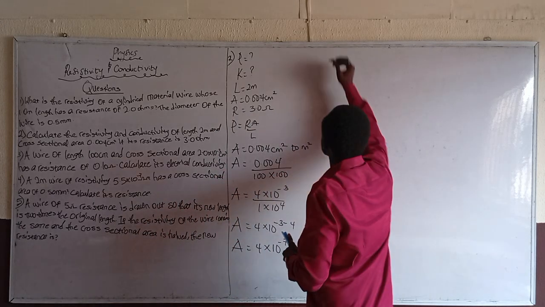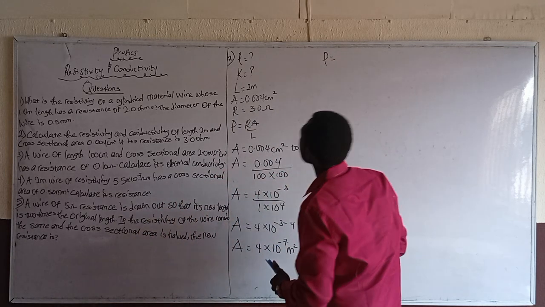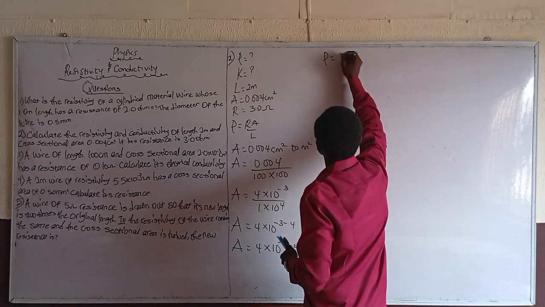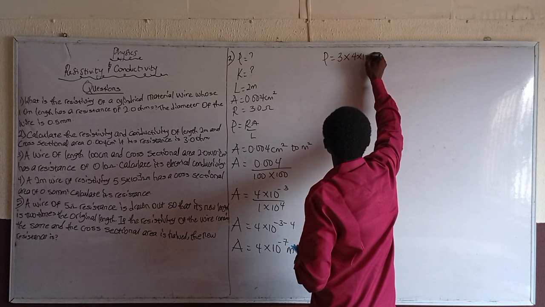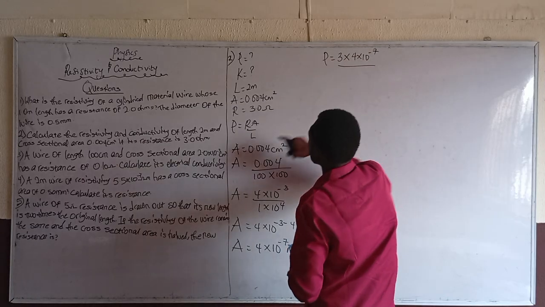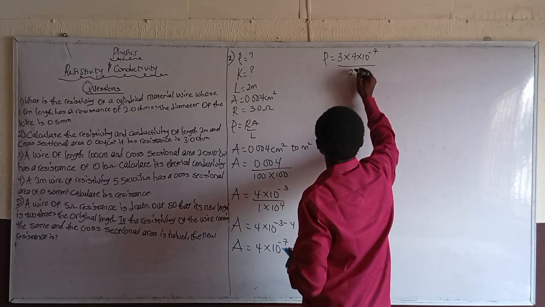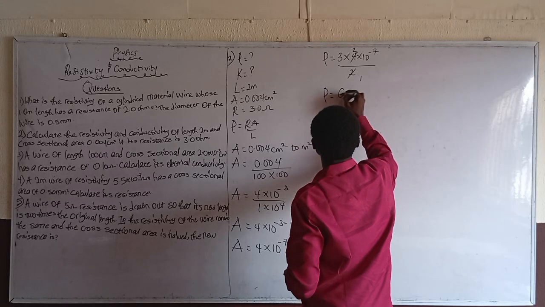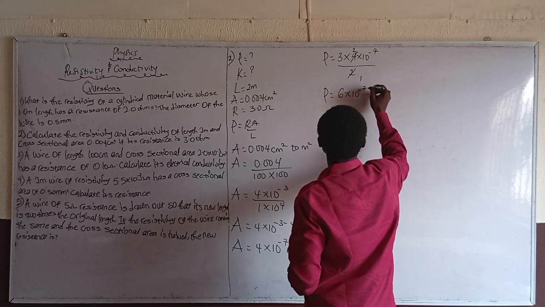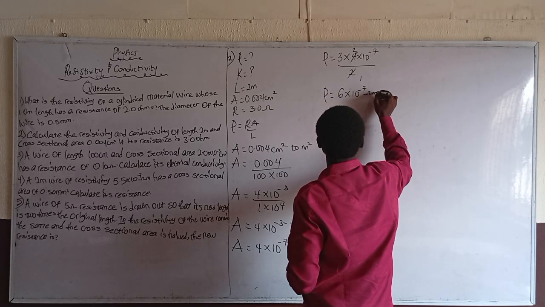So I will come here and say resistivity is RA over L. That is 3 multiplied by the area, which is 4 times 10 raised to power minus 7, divided by the length, which is 2. So 2 here 1, 2 here 2. So resistivity is 3 times 2, that is 6 times 10 raised to power minus 7 ohms meter.